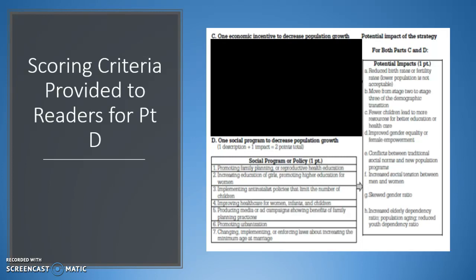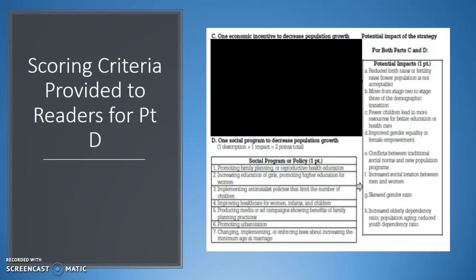Some version of that. And then in terms of impacts, reduced birth rates or fertility rates, it is not enough to say that the population is going down, because maybe the population is going down because more people are dying. So it's too generic to say that population is dropping. A move from stage 2 to stage 3 of the demographic transition, and if you recall correctly, that's the point where birth rates and death rates are both still going down.